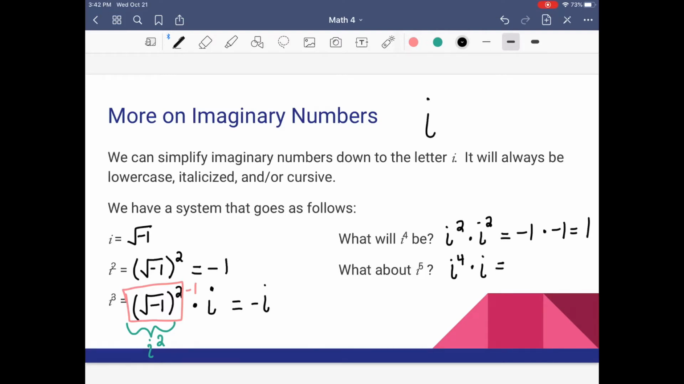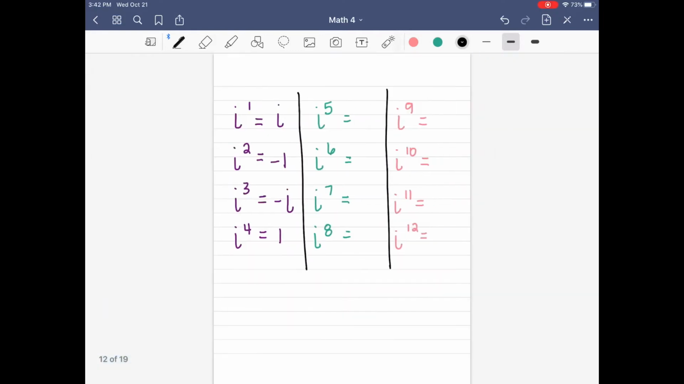So i to the 4th is 1 times i, which is essentially going to produce just i. We're going to start looking at these patterns, and we're going to look at how we can simplify these, especially with much larger numbers. So I'm going to show you a pattern here.